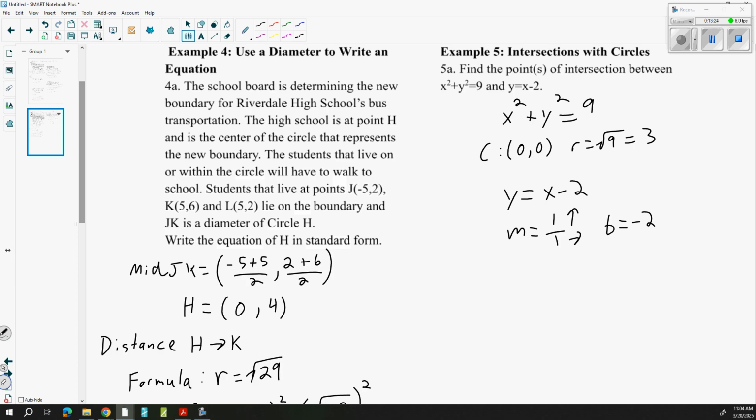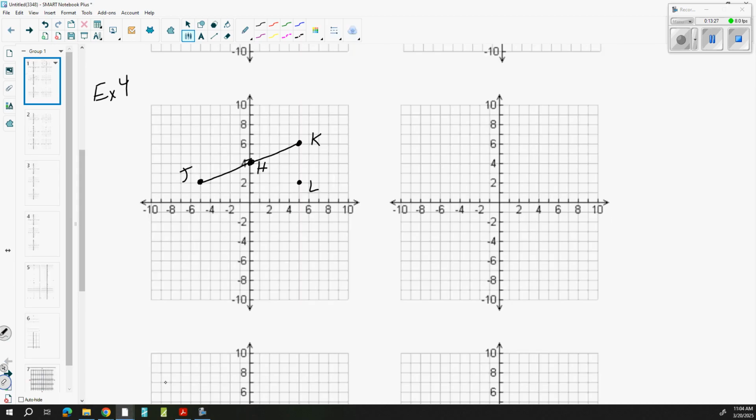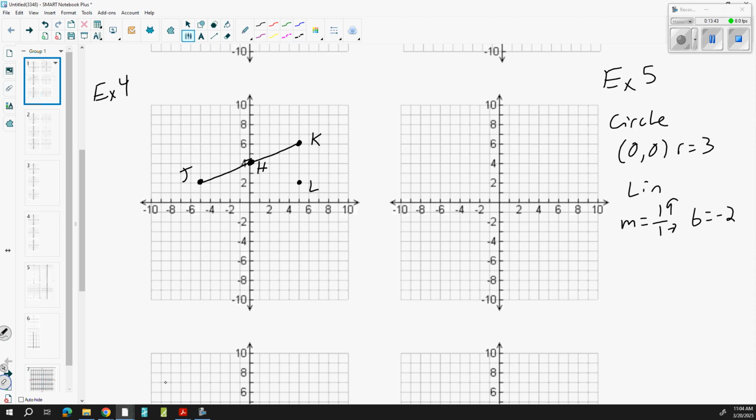So we go over to our graph. Example 5 for our circle. It's at (0, 0) with a radius of 3. And for our line, our m was 1 over 1 and the b value is -2. So (0, 0), and then we count 1, 2, 3 in each direction. Boom. And here the line is at -2, and we're going to go up 1, right 1, up 1, right 1.